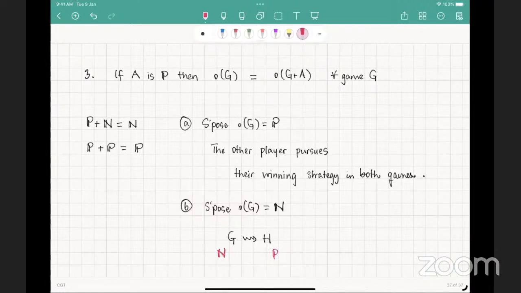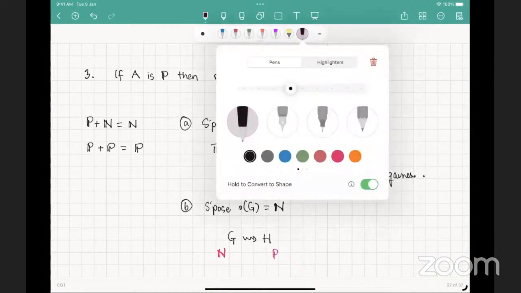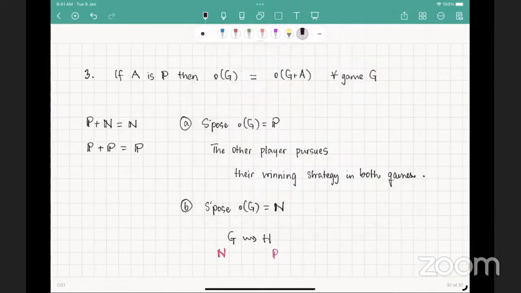So now what happens if I make this move in the meta game, in the combined game? I take G plus A, and this is a move that's available to me. I'm going to pick G.